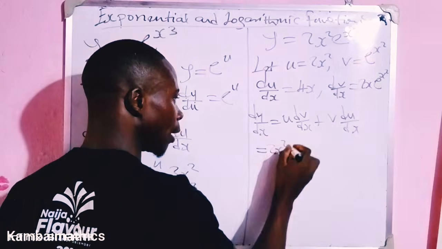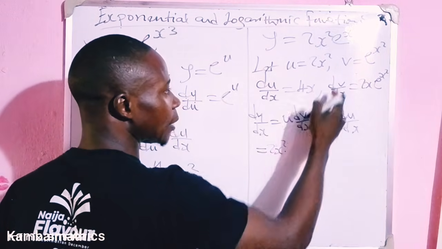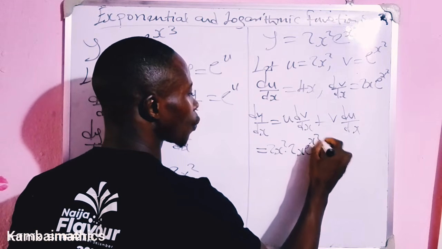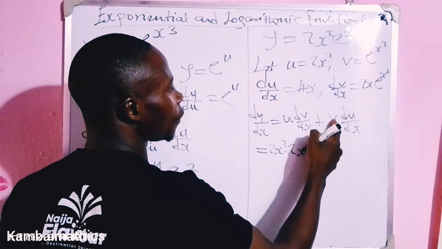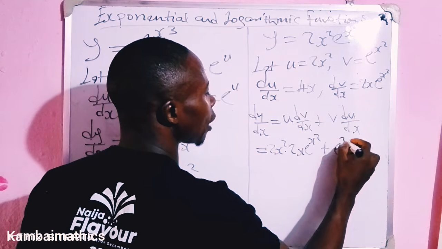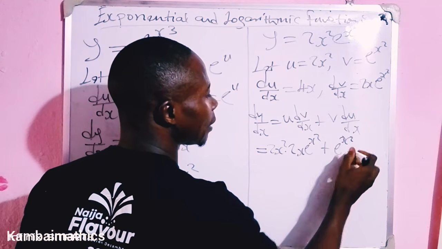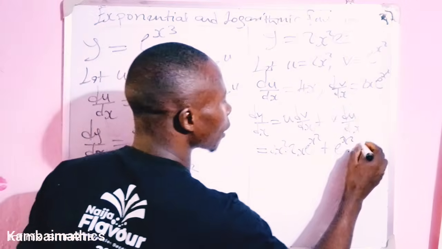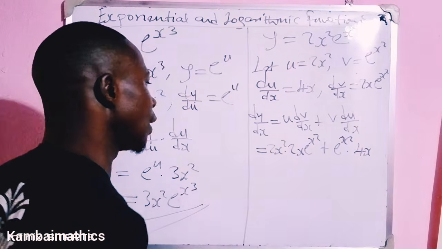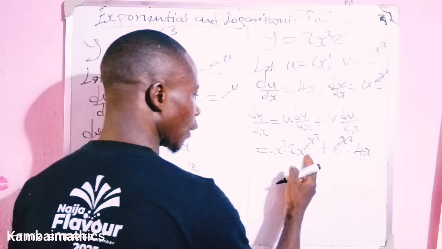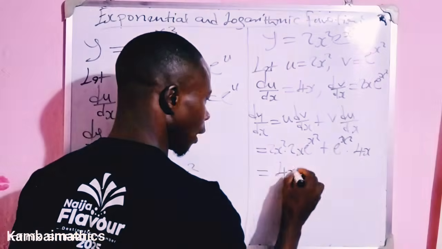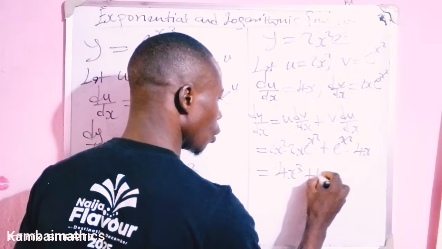2x squared times dv/dx. dv/dx is 2x exponential x squared, plus the next one is v. Our v is exponential x squared, then times our du/dx, which is 4x. So in that case, when you check, we factor out the exponential. This time this will give us 4x raised to the power of 3, plus 4x in bracket, exponential x squared.